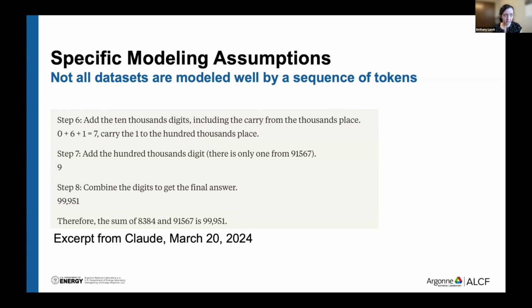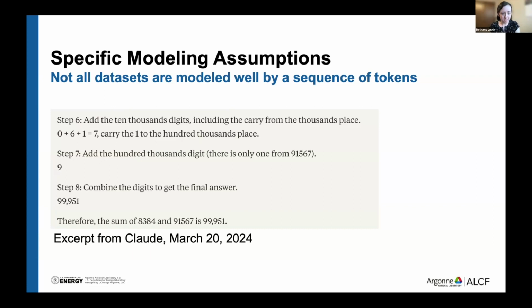One example is that LLMs are surprisingly bad at arithmetic. Here's an excerpt from when I asked Claude to add these 2 numbers, and here's just the end steps. Overall, it looked reasonable. But if you look at step 6, it's gotten confused. It wants to add the 10,000th digits, and it's the wrong digits. And then it says to carry 1 to the 100,000th place, which doesn't make sense. But then it somehow gets the right answer at the end.